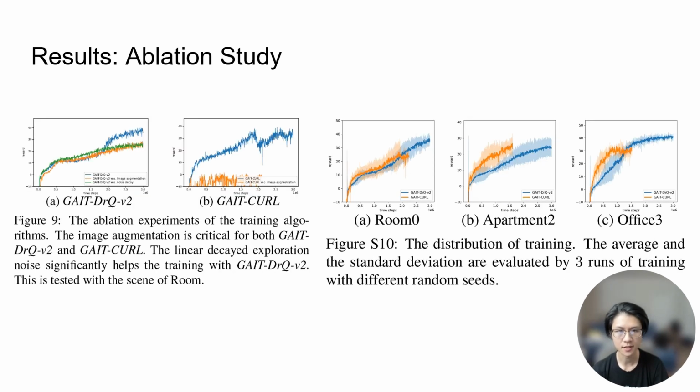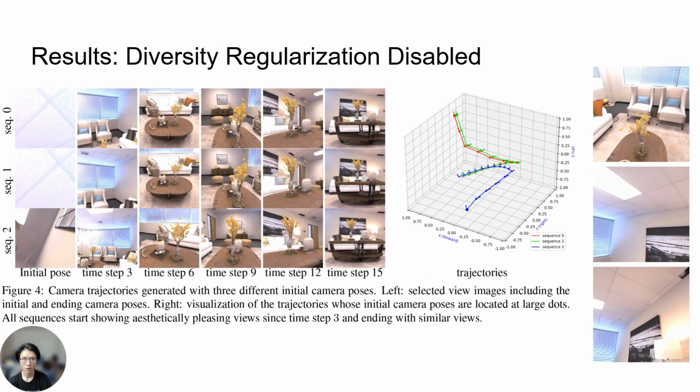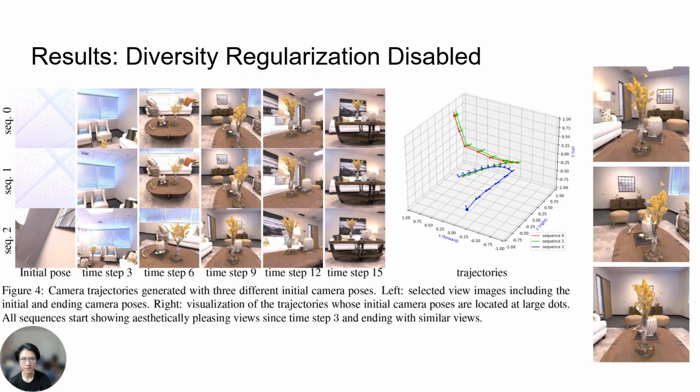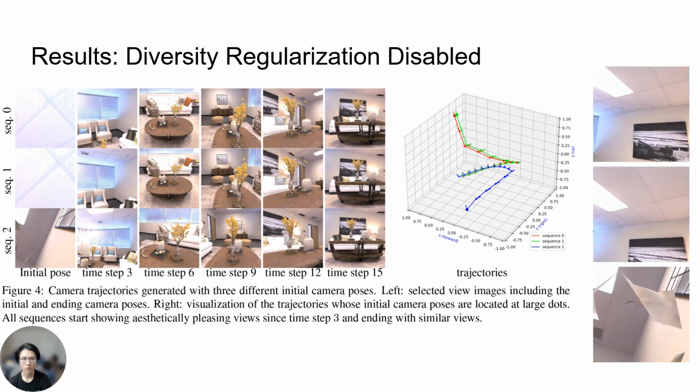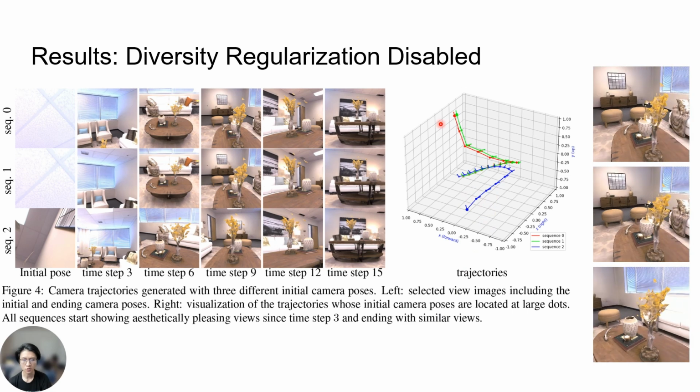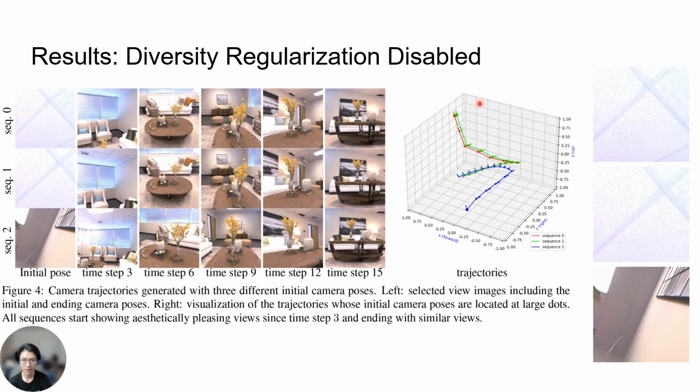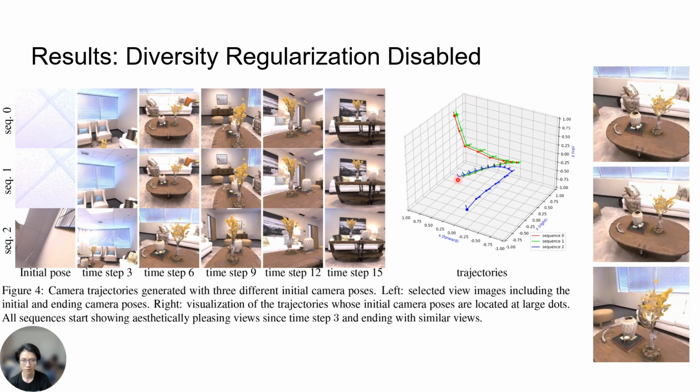In the ablation study, we show that the linearly decayed exploration noise and the image augmentation are critical for DrQ-v2 and CURL. In addition, our framework paired with either DrQ-v2 or CURL has a robust training curve with respect to different random seeds. When the diversity regularization is disabled, the agent robustly moves from different initial camera poses to the same high aesthetic score region.